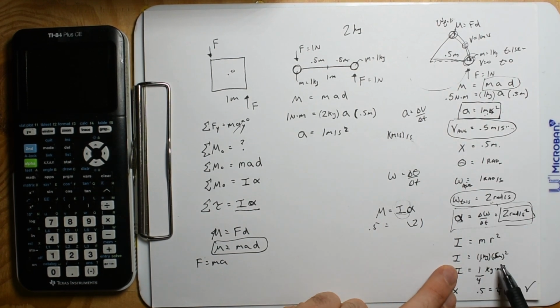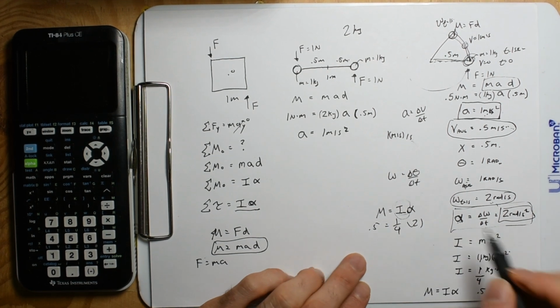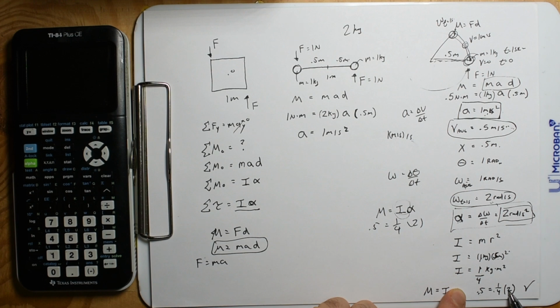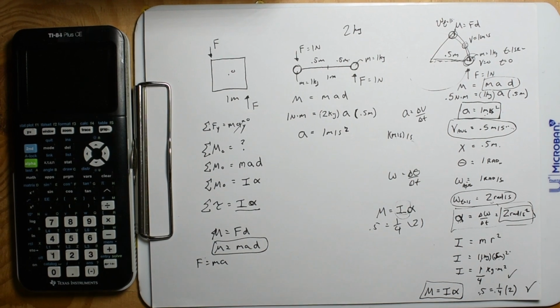So we've got 1 kilogram times 0.5 meters squared, and this term is going to be 1/4. So there you go. We got 0.5 is equal to 1/4 times 2, and we have a check on reality: that moment is equal to I alpha. Now, that was my rundown in under 5 minutes.